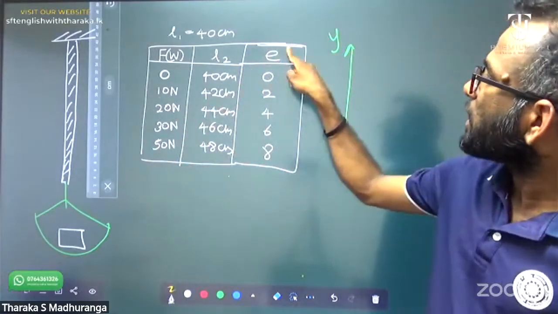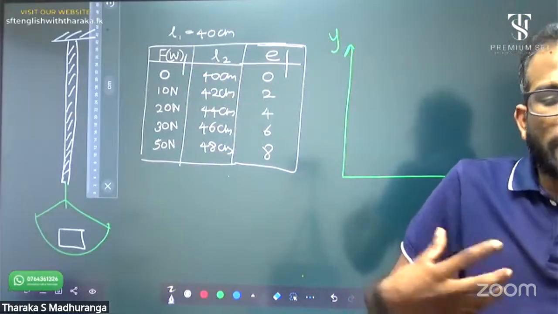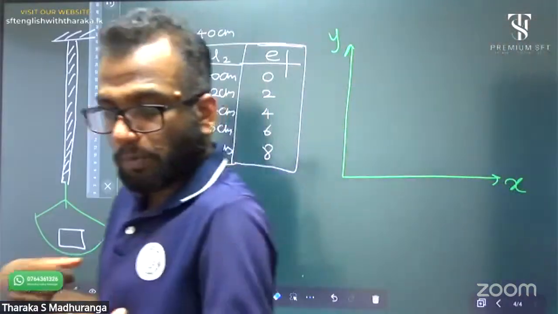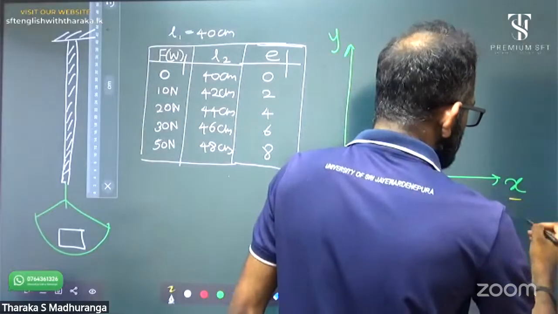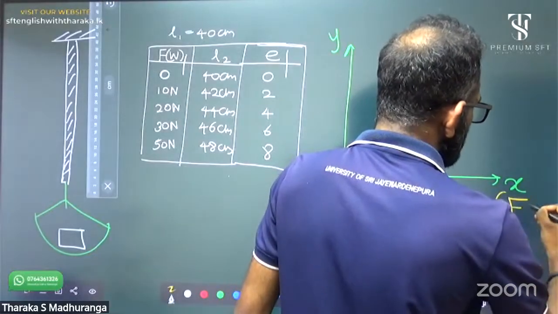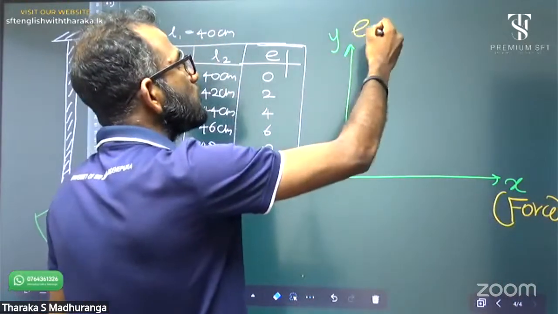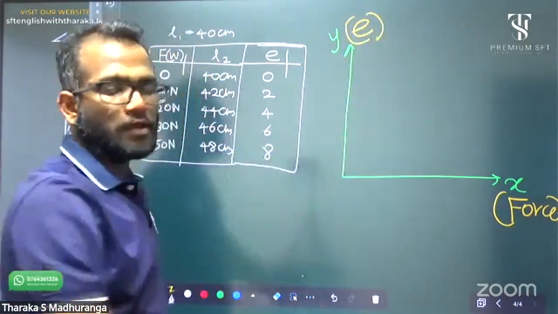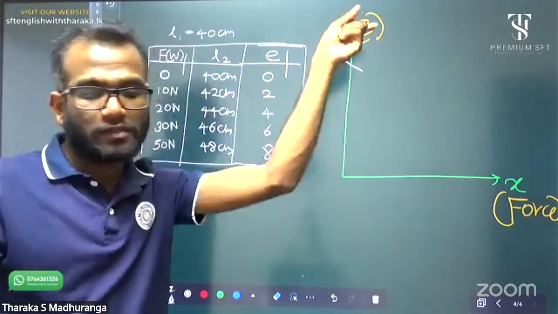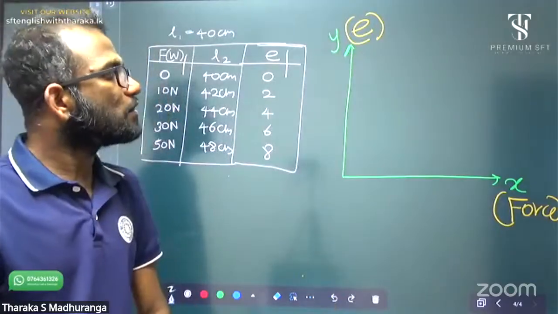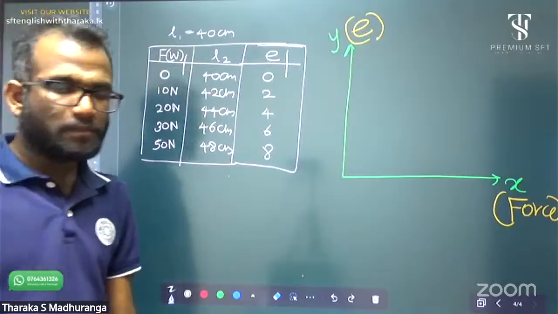Okay, now extension and weight. Weight means applied force. Which one is changing by us? Weight or force, right? The applied force is changing by us. Extension is automatically changing. It is the dependent factor, sorry, force is independent. Always the independent one is the x-axis, the dependent one is the y-axis.